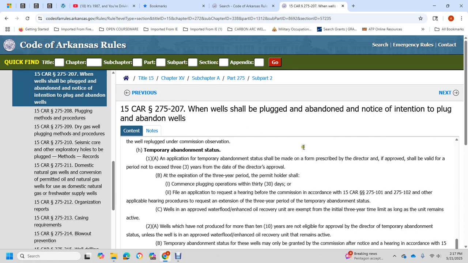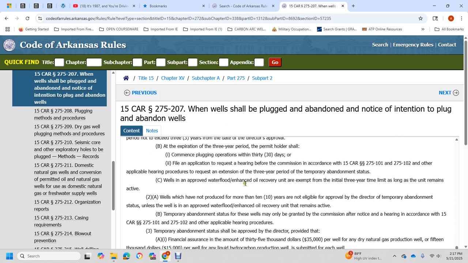Application for temporary abandonment status shall be made on the form prescribed by the director and, if approved, shall be valid for a period not exceeding 3 years from the day of the director's approval. Upon expiration of the 3-year period, the permit holder shall commence plugging operations, or within 30 days of the expiration, file an application requesting a hearing before the commission in accordance with Title 15 Code of Arkansas Rules 275-101 and 102 and other applicable hearing procedures, requesting an extension of the 3-year period of temporary abandonment status. Wells approved as part of a waterflood or enhanced oil recovery unit are exempt from the initial 3-year time limit as long as the unit remains active.